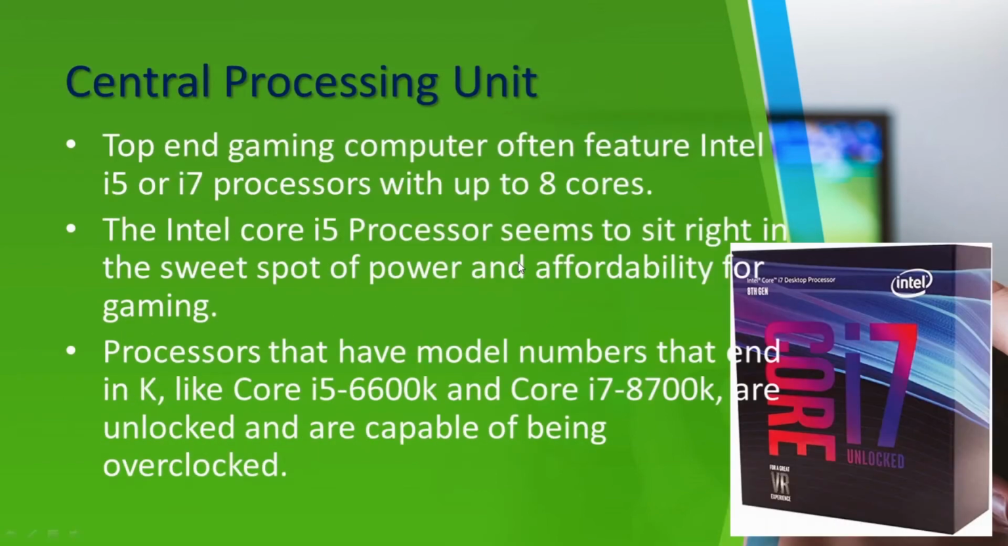So what is a central processing unit? Top-end gaming computers often feature Intel i5 or i7 processors with up to 8 cores. The Intel Core i5 processor seems to sit right in the sweet spot of power and affordability for gaming. Processors that have model numbers that end with K, like the i5-6600K and Core i7-8700K, are unlocked and are capable of being overclocked.